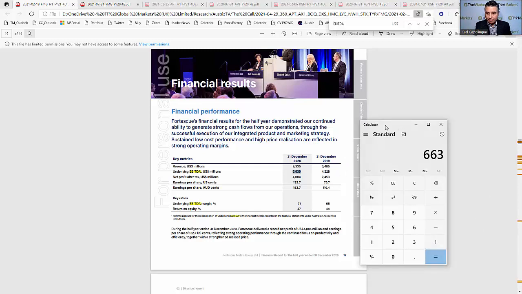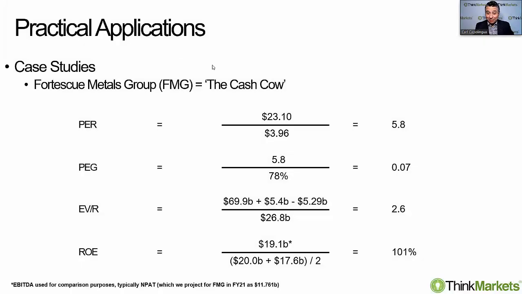So 6639 divided by 0.75. We're going to store that in our memory banks, gross it up by 16%, add it, and then recall it, and we'll get a forecast EBITDA number for Fortescue for FY21 of $19.1 billion. We now have all the data we need, so let's head back to the slides and conduct our Fortescue valuation calculations. Okay, and just like magic, all the numbers have been filled in.